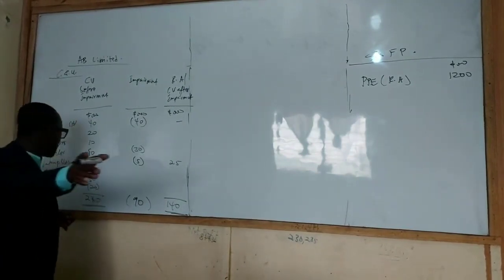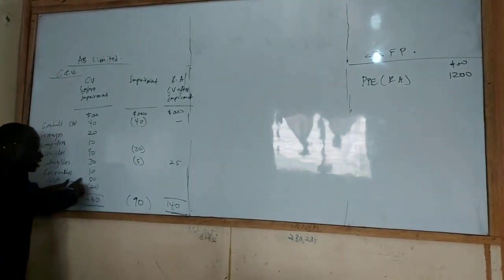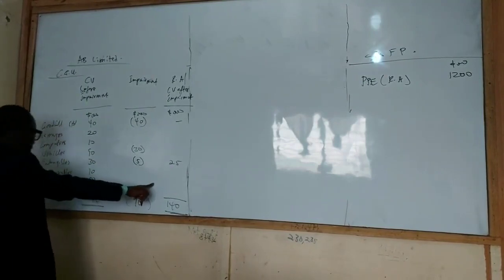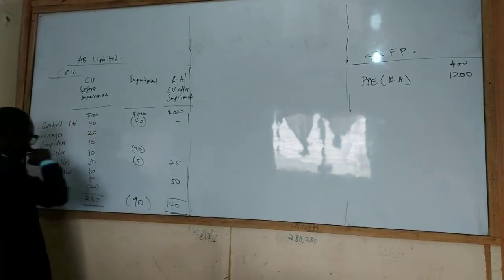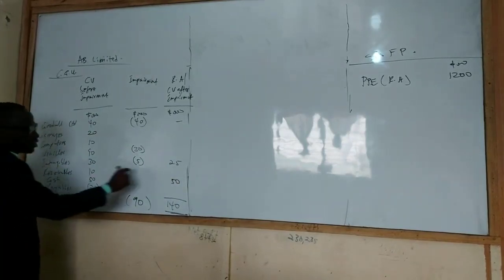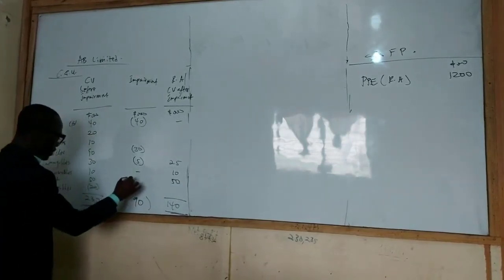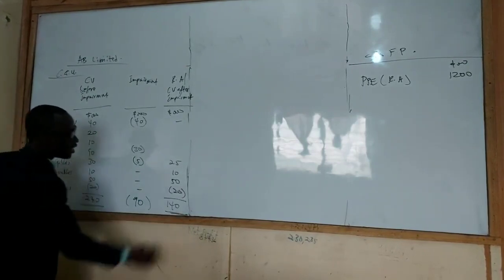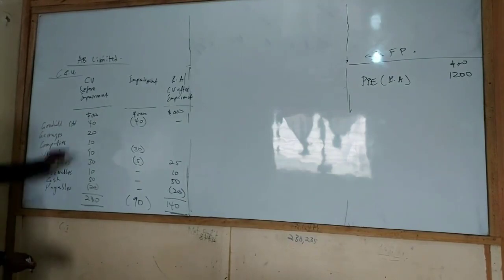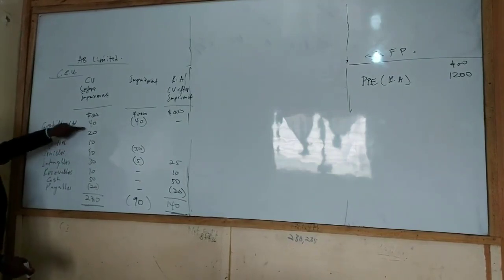But listen carefully. Cash doesn't suffer impairment. So your cash is your cash. The same figure will be there, 50. Then receivables will not also suffer impairment. The same figure will be there. Then your payables doesn't suffer impairment. The same figure will be there. So what do we have? Computer and then the garages.